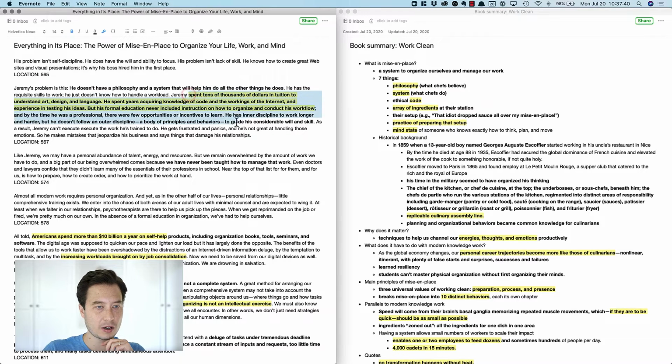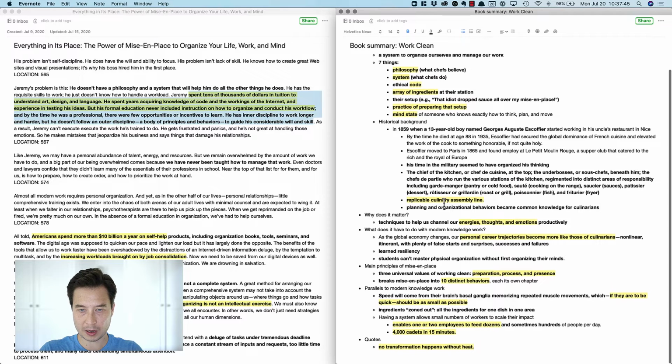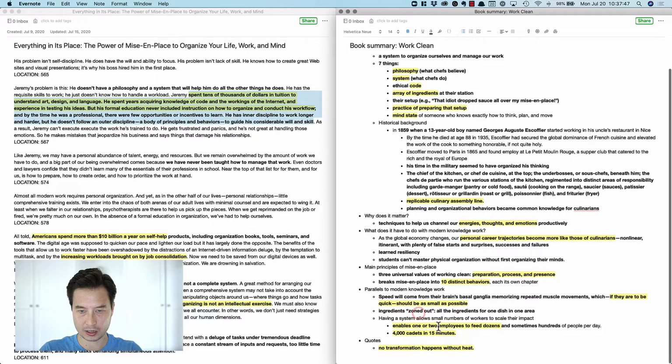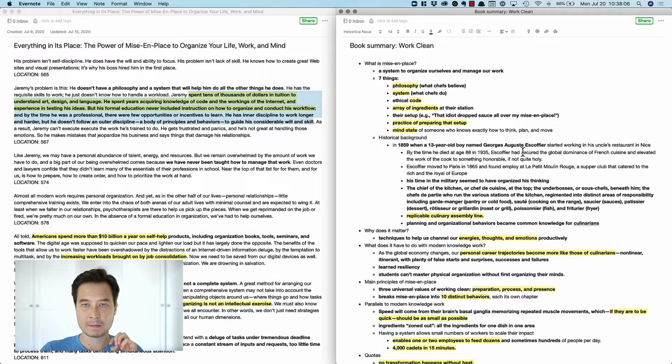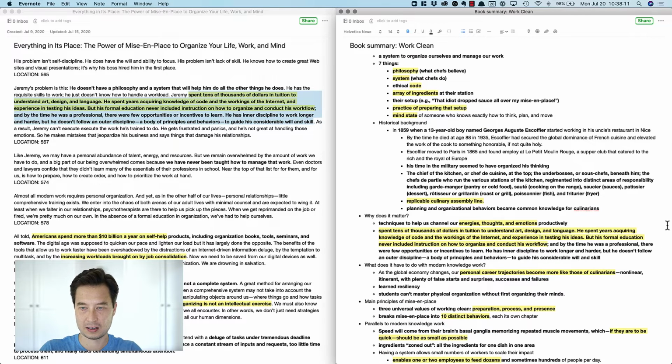So I want to borrow this whole thing and put it under, where was the thing about parallels with modern knowledge work? Actually, I could put it a few places, and this is always the case. I could put it under why does it matter and frame it a little bit differently. I could put it under what does it have to do with modern knowledge work, or parallels to modern knowledge work, but I'm actually going to put it here. Why does it matter?